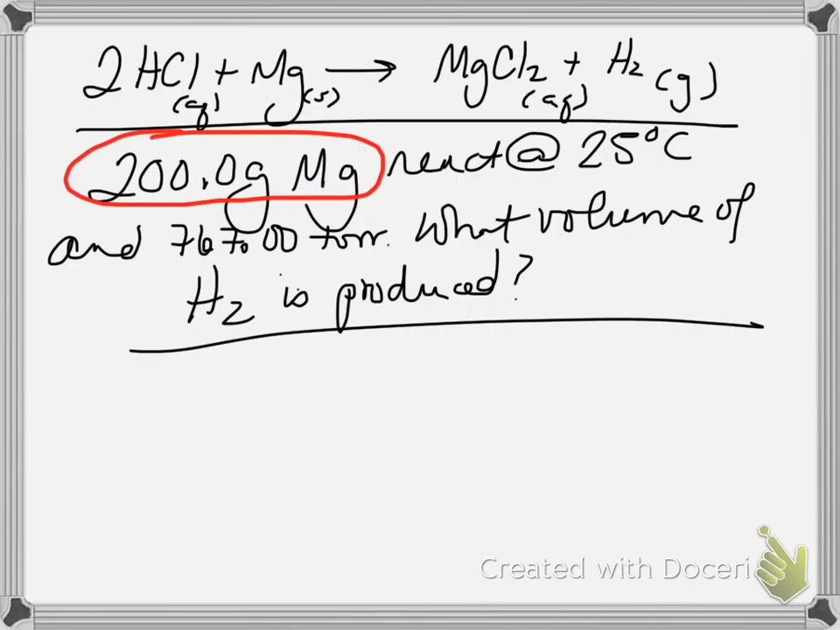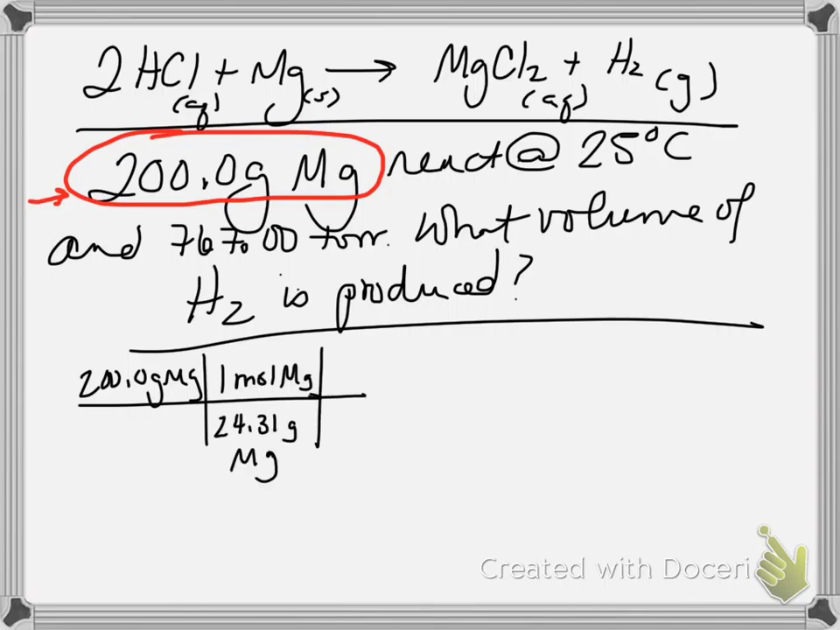So whichever one of those two tools you start off with, it depends on your given. So here, we're given something that's a solid, and we're going to start off with a factor label that starts with our given. So 200.0 grams magnesium. Is it 24.31? Do I have the molar mass of magnesium correct?